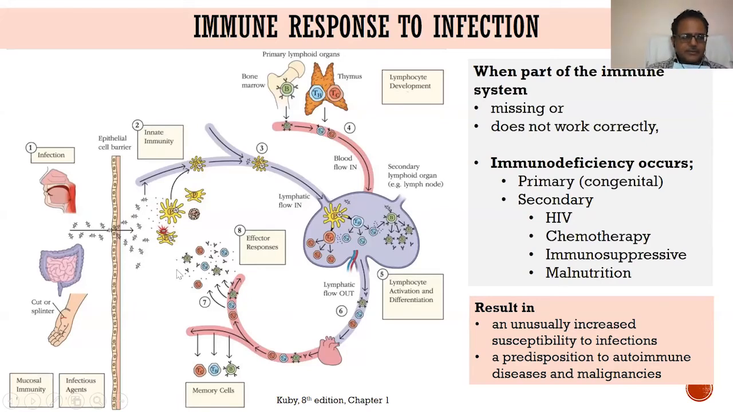When an infectious organism enters the body or tries to enter the body, there are physical barriers, and then there is the innate immune system which tries to stop the microorganism from entering. But if it doesn't, then the adaptive immune system takes over, and in the lymph nodes the further processing happens, and then the effector response happens. But if some part of the immune system is missing from the beginning, or as a part of some genetic defects, or doesn't work properly because of certain other factors, then the person has immunodeficiency. It could be primary or secondary. Secondary could be in the form of some infections or some therapy, or due to dietary malnutrition. It does result in an unusual increase in susceptibility to infections and a predisposition to autoimmune diseases and malignancies.